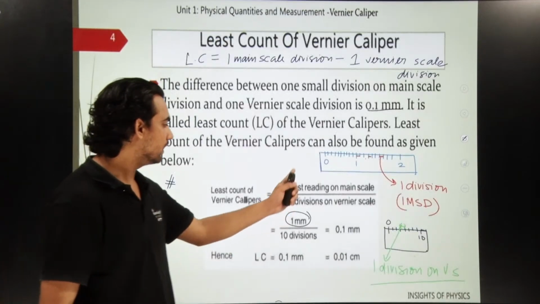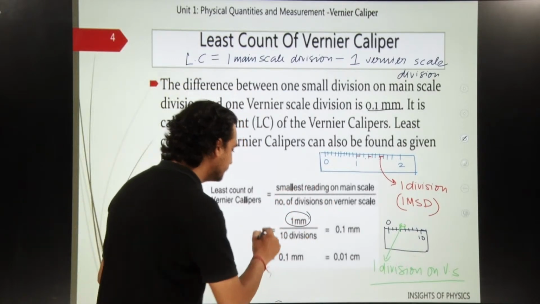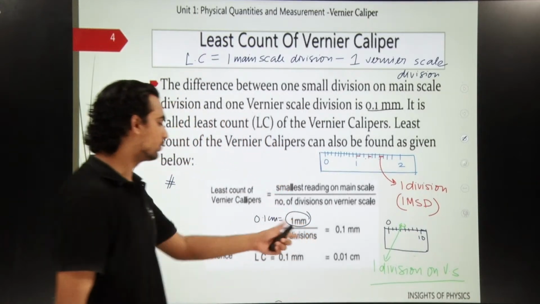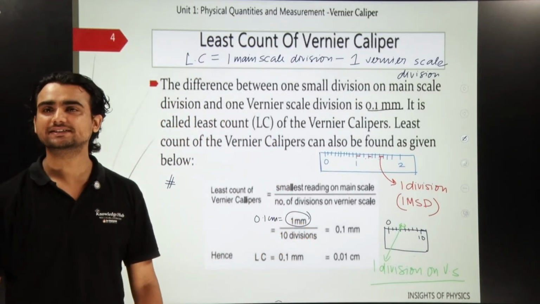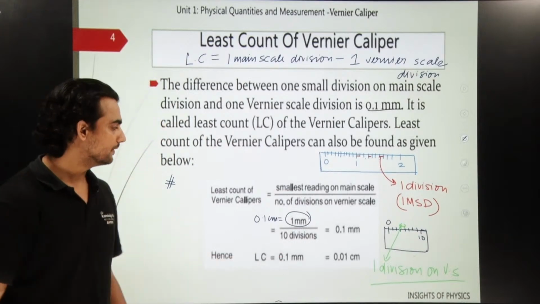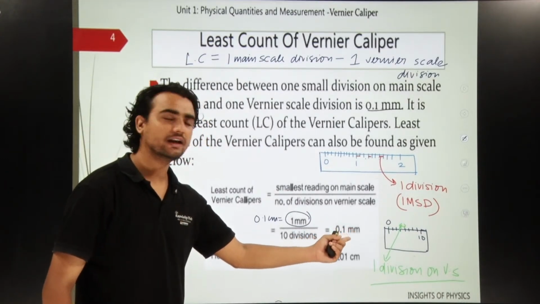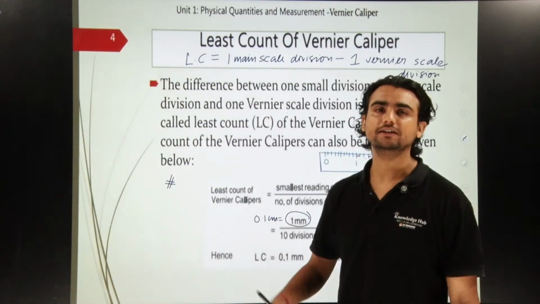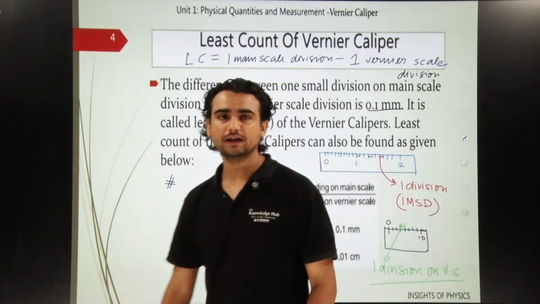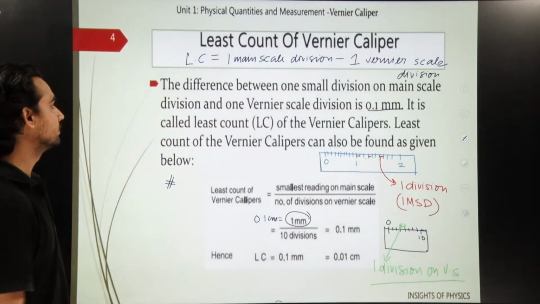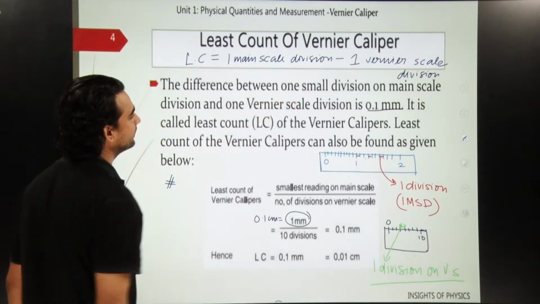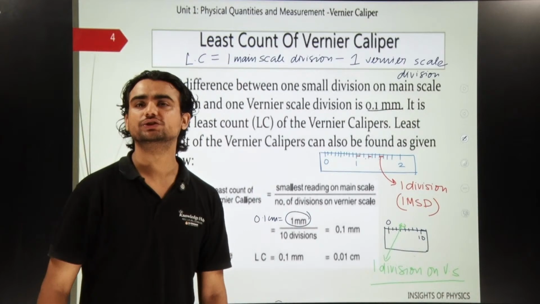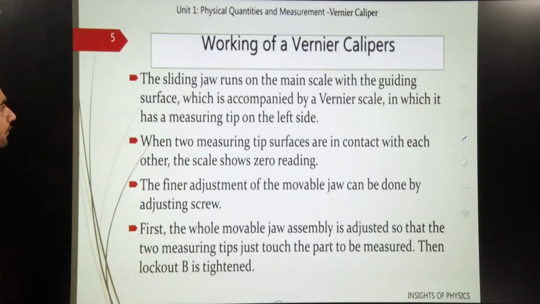Okay, so this is the second formula where smallest reading is basically 0.1 centimeter, that is 1 mm, upon total number of divisions on the secondary scale or the Vernier scale. So from here I will get 0.1 mm. That is why they refer to 0.1, because 0.1 mm is generally the Vernier caliper least count. So there are two formulas. I hope you understand both the formulas. This formula is 1 MSD minus 1 VSD, and this is smallest reading on main scale upon total divisions on main scale. Let's move forward.